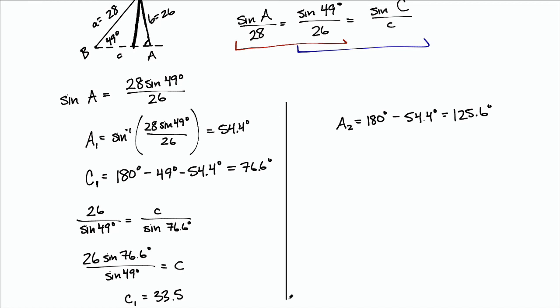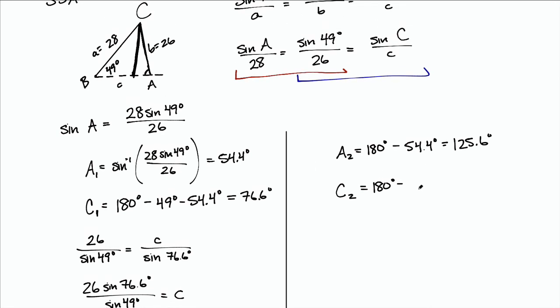The second solution, we're going to follow pretty much the same process that we did right here, but now our angle is different. So to get our third angle, C2, which I'm doing a subscript of 2 because it's our second solution, we do 180 degrees minus the two angles that we know. And we know the angle B, 49 degrees, and this angle A, so 125.6 degrees.